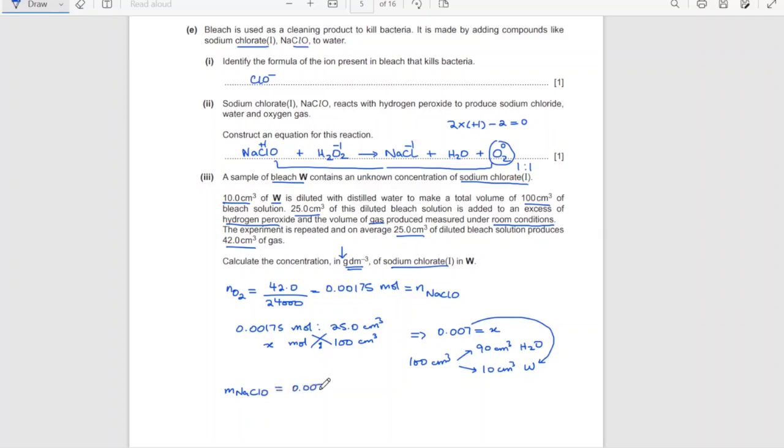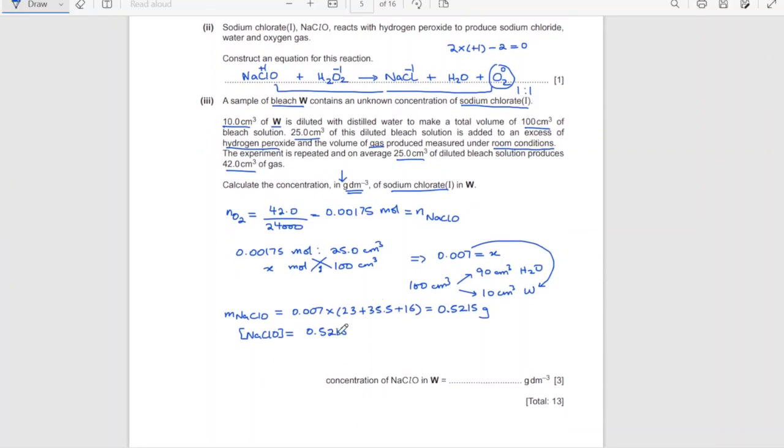So we multiply by the molar mass, so 23 for the sodium, plus 35.5 for the chlorine, plus 16 for the oxygen. Once you work all of this out, your answer should be, if I calculate this correctly, 0.5215 grams. And then finally, we find the concentration of NaClO. We will divide the mass in grams, 0.5215, divided by the volume, which is 10 cubic centimeters for W.